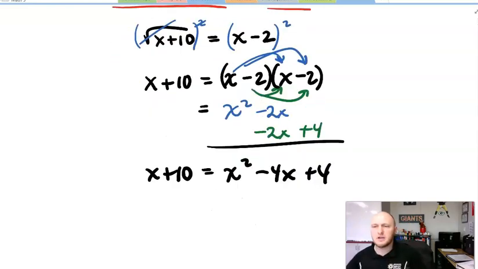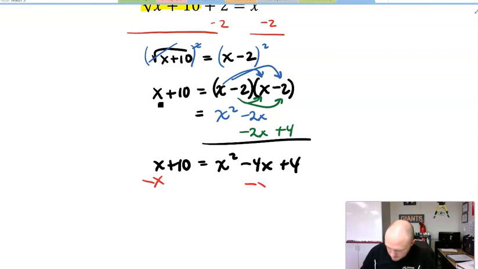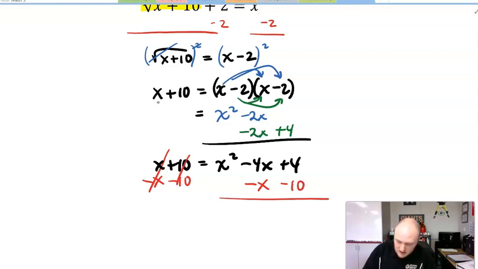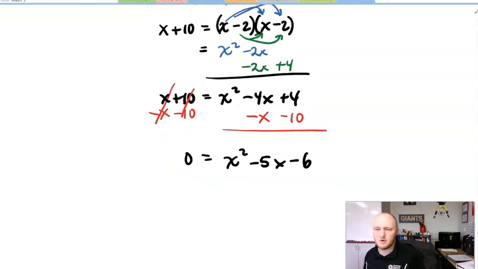And then now we can go ahead and move our terms in order to create a quadratic that we can factor. So where am I going to move everything? Well, I want to keep the x squared positive, so I'm going to subtract x on this side. That cancels. Okay. And I'm going to subtract 10 over here. That cancels. And we get 0 is equal to x squared minus 5x minus 6. Hey, that pesky one again.